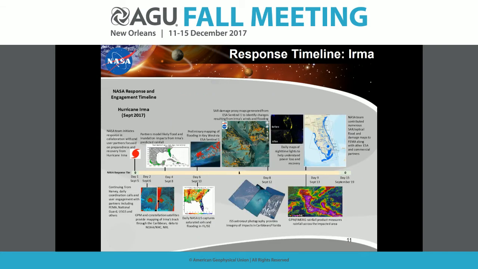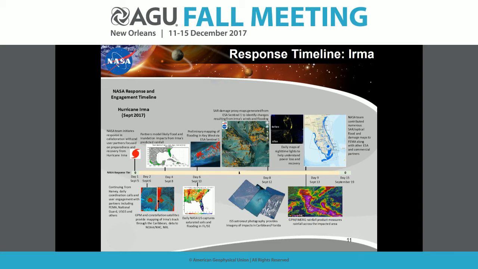Irma was a bit faster moving storm, a bit different than the other two, and had significant impacts of course to Florida. Basically the entire state of Florida, I think, was impacted by some aspect of severe winds, and even parts of Alabama, including Huntsville, were impacted. A lot of the same ideas here, with GPM data crucial for mapping the location of the storm. Irma's more rapid progression perhaps made flooding less of an issue, but we did use SAR maps to map the extent of it, along with damage proxy maps with ARIA to map the impacts of the hurricane itself and its strong winds.